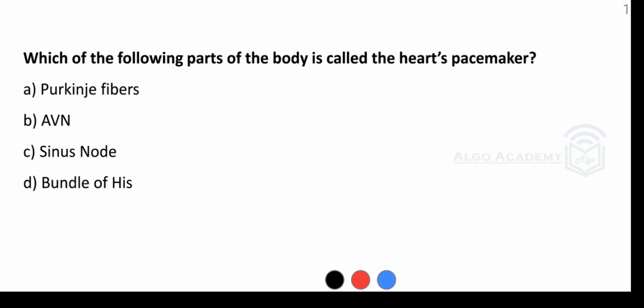Which of the following parts of the body is called the heart's pacemaker? The answer to this question is the sinus node, option C. The sinus node generates electrical impulses, and that is the reason why there is a normal rhythm and rate of the heartbeat. So the pacemaker, the important structure in regulating the rhythm and rate of the heart, is the sinus node.